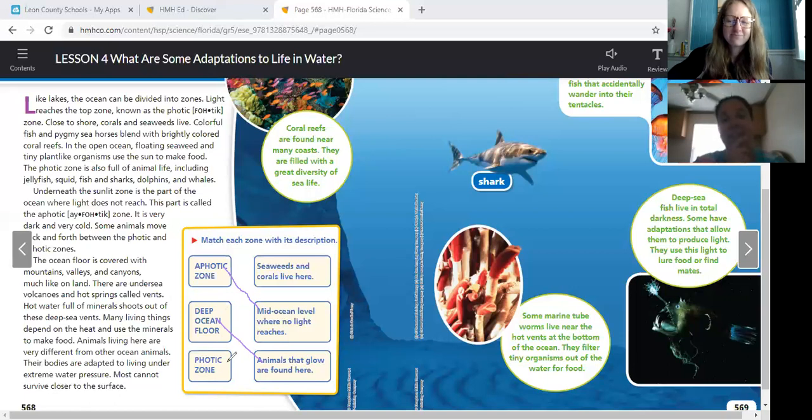And I bet that if he swam over one of those shooting hot springs, the water would be way too hot for him. Probably. So that part of the movie was fiction. Definitely. And then we've got our photic zone, which is where seaweeds and corals live, and that's closer to the top of the ocean. So here we've got some animals.